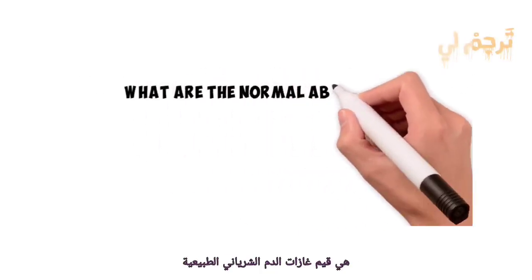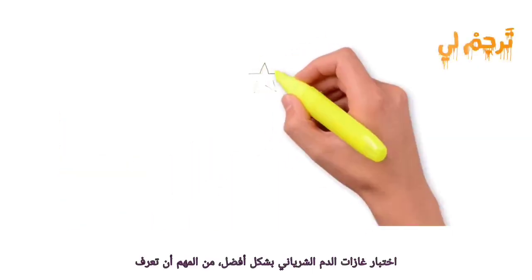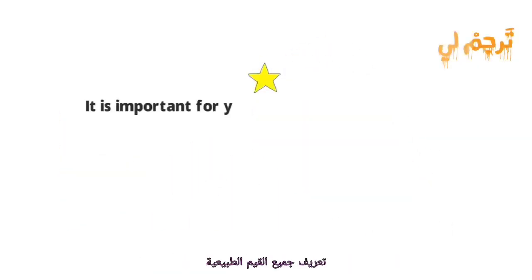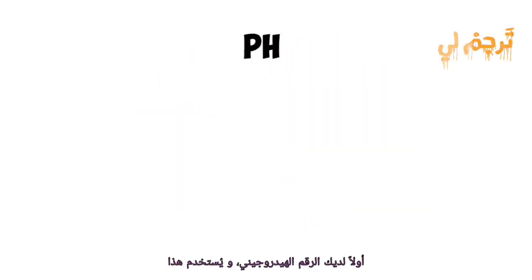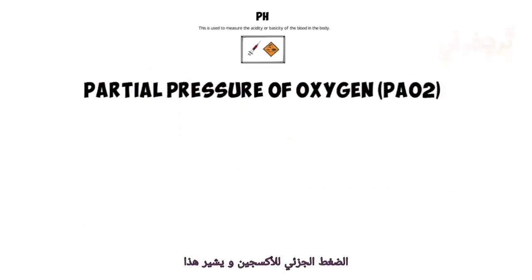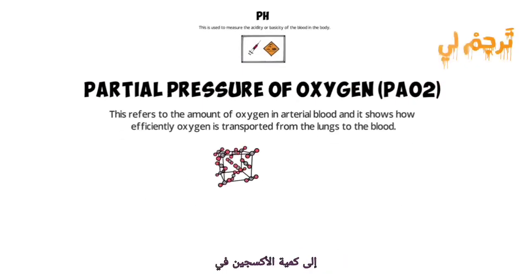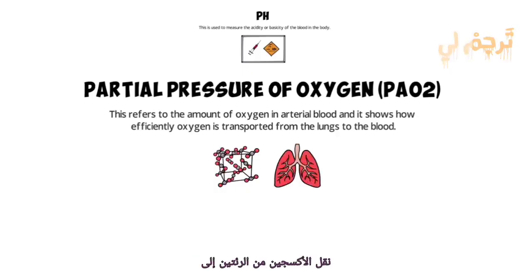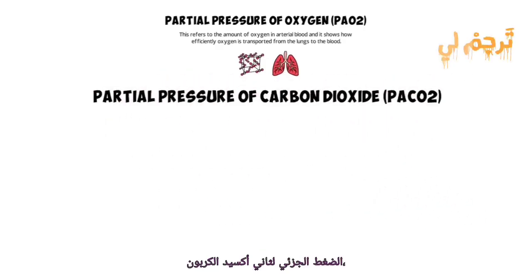What are the normal ABG values? For you to better understand the key elements in an ABG test, it is important for you to know the definition of all the normal values. First, you have the pH. This is used to measure the acidity or basicity of the blood in the body. Next, there is partial pressure of oxygen, or a PaO2. This refers to the amount of oxygen in arterial blood, and it shows how efficiently oxygen is transported from the lungs to the blood. Then there is the partial pressure of carbon dioxide, or PaCO2.